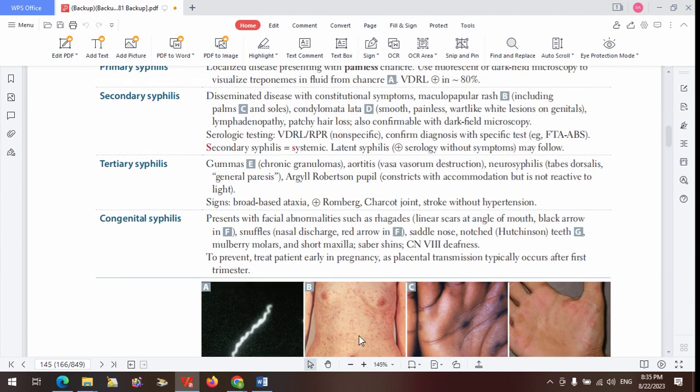That is that about secondary syphilis, but at this secondary stage, it can progress to latency, in which you won't see any symptoms. But if you test the person serologically, it will be positive. We'll talk about the test very soon too.